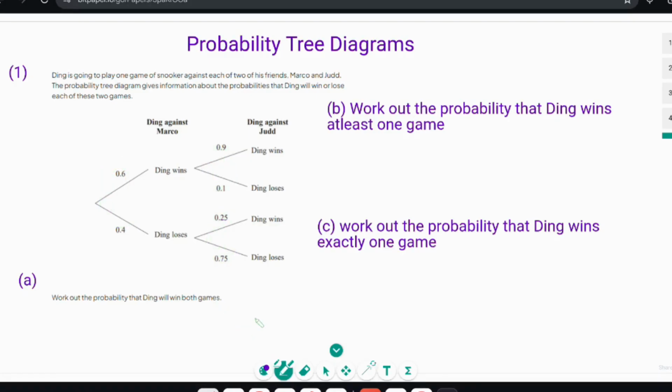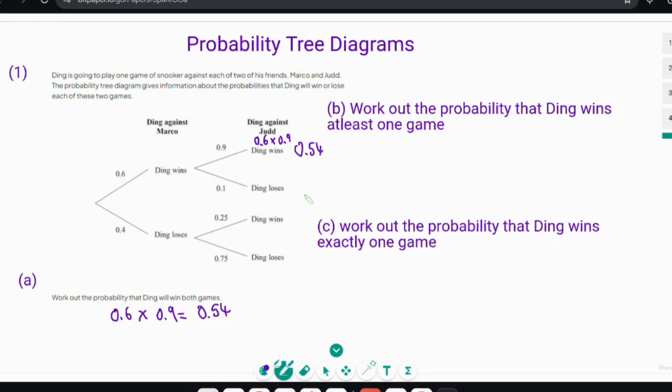Work out the probability that Ding wins both games. So here, this is from a win and a win. So that's your outcome really, win, win. And it's win and a win. So we multiply the probabilities together. So 0.6 times 0.9, 0.54. I'm just going to write that here. And we did 0.6 times 0.9.